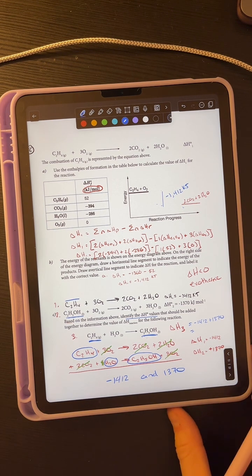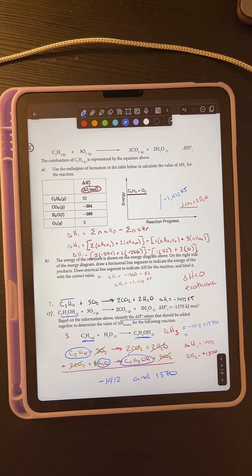What class is this? This is AP Chemistry questions, but this can apply to really any type of chemistry, like high school chemistry, honors chem, AP chem, even general chemistry 1 and 2 questions.